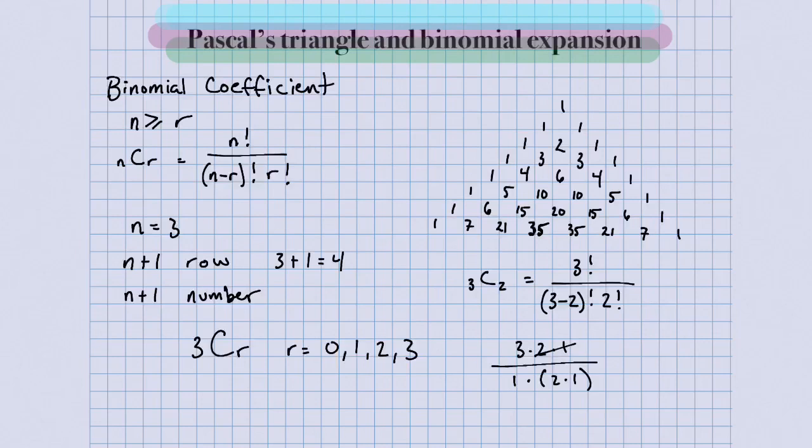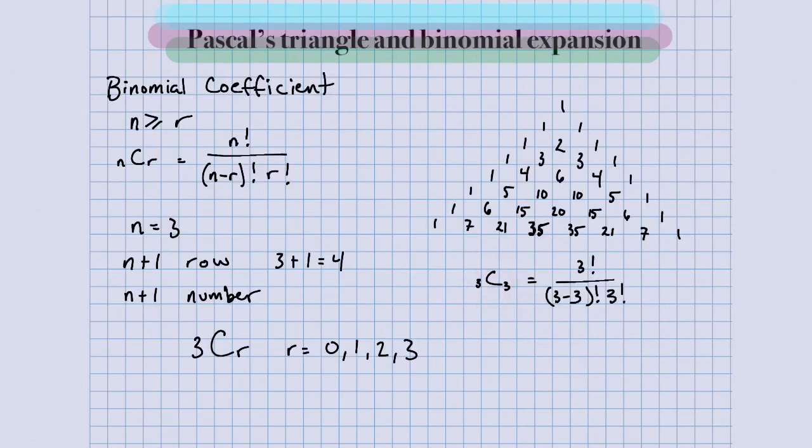Okay, this 2 times 1 and this 2 times 1 cancel out. What we're left with is 3 over 1, or just 3. And that number that we just came up with is this second 3, this one here. Okay, one more.